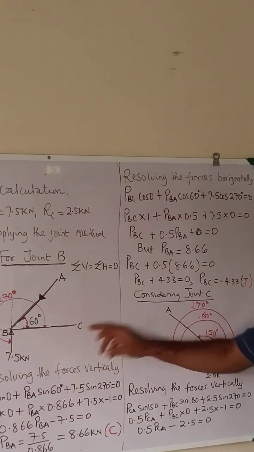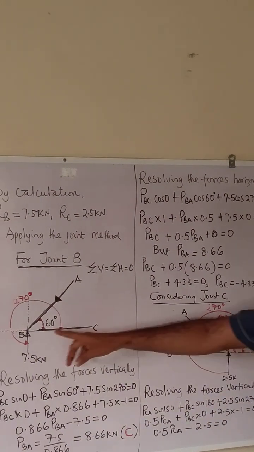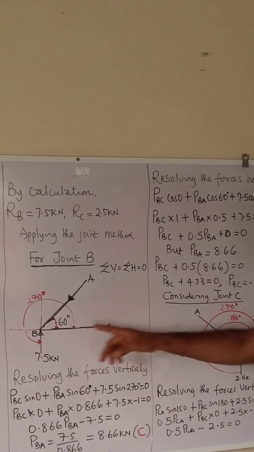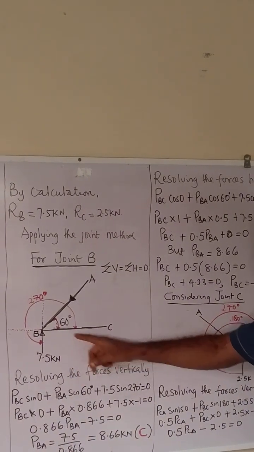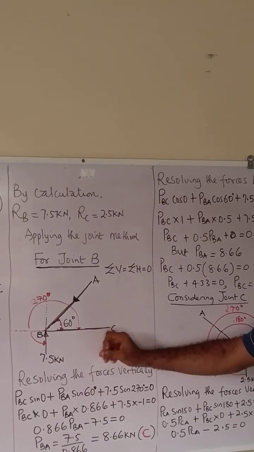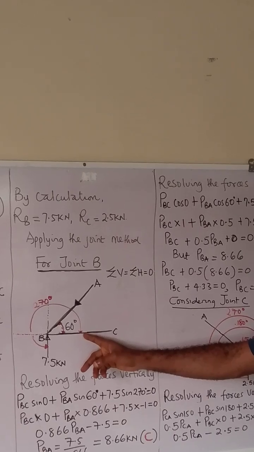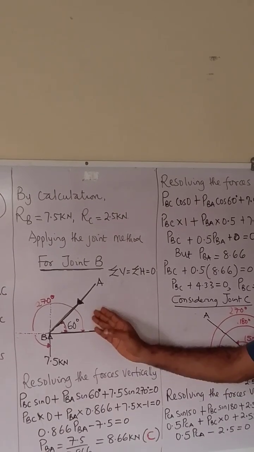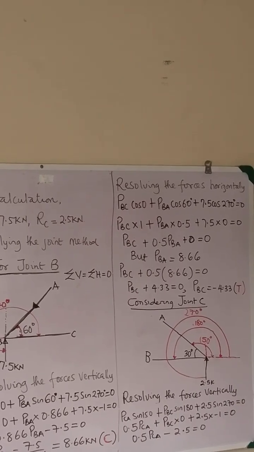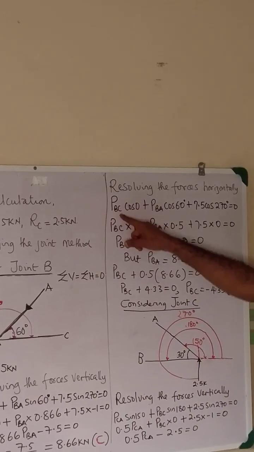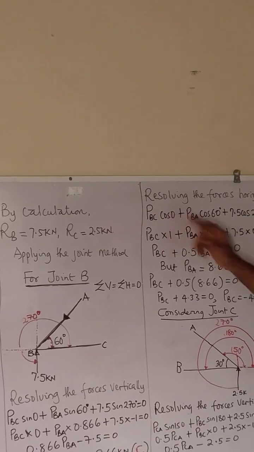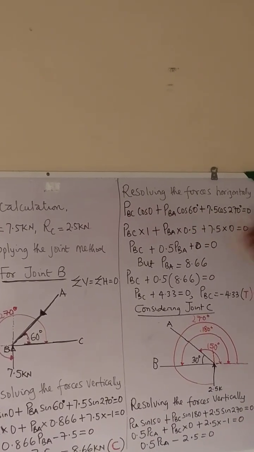The angle between B and C will remain the same as 0. The angle between B and A will remain the same as 60 degrees, and the angle between 7.5 kilonewton and the positive right axis of x will still remain 270 when you are resolving it horizontally. So this will be PBC, the same thing we had here, but what changes in the horizontal is just that we are using cos.